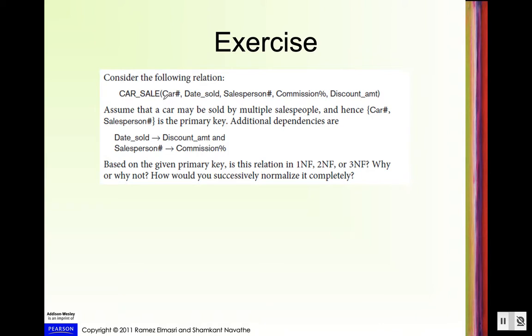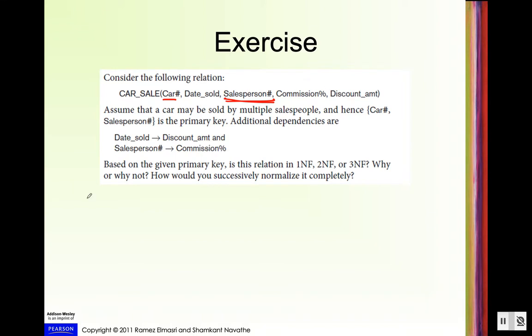In this relation we have the primary key, car number and salesperson. A car may be sold by multiple salespeople, and that's why the car number and the salesperson form the primary key. The other dependencies are that the discount amount is determined by the date sold, and the commission percentage is determined by the salesperson.